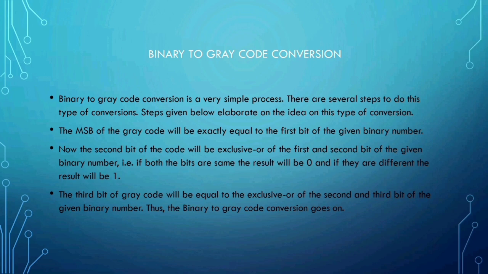binary number. Therefore, if both the bits are the same, the result will be 0, and if they are different, the result will be 1. The third bit of gray code will be equal to the exclusive OR of the second and third bit of the given binary number. Thus, the binary to gray code conversion goes on.